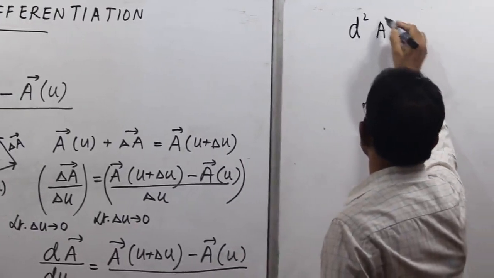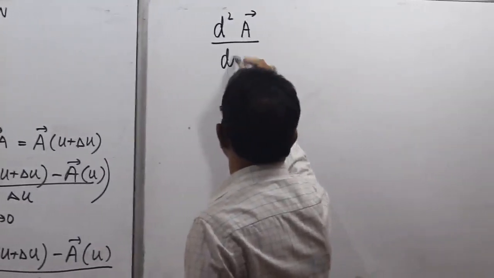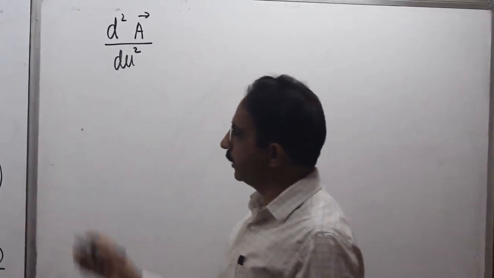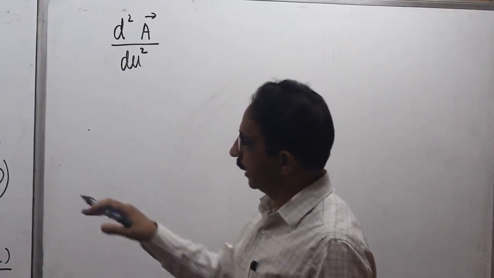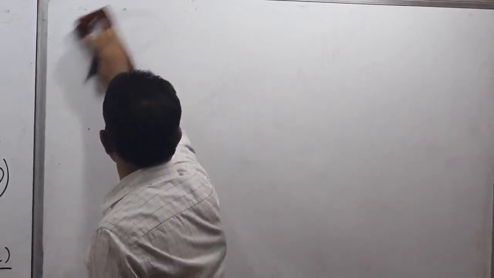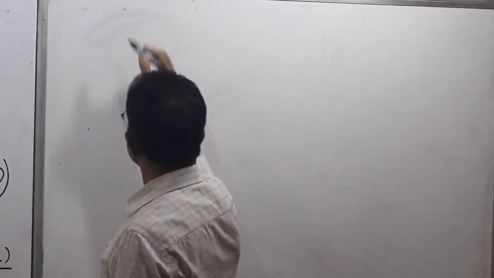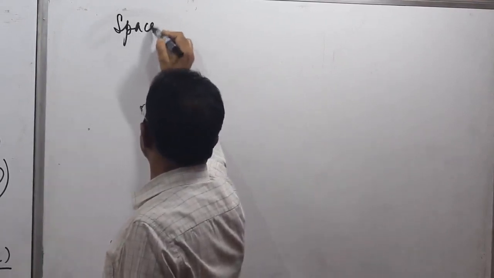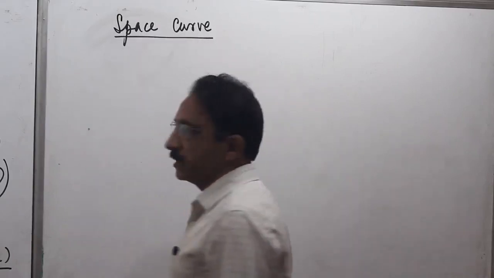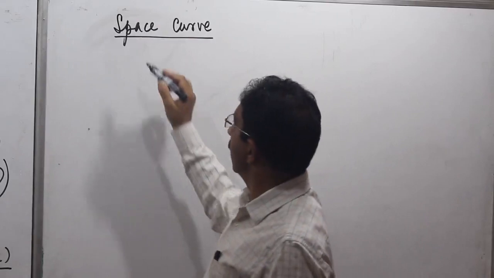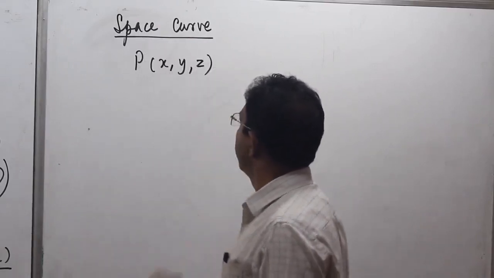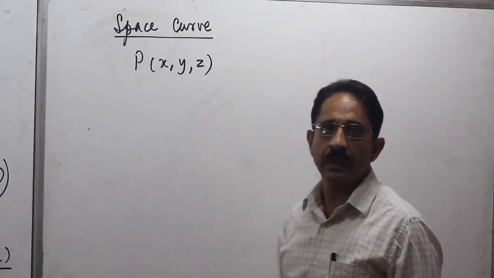Suppose I have to find the second derivative of A with respect to U, or third and higher derivatives. Then this same definition we will adopt, and that gives the higher derivative. A very common occurrence is space curves. A space curve is any path in a region of space, and if we use Cartesian coordinates, a point on a space curve P could be a triad of three coordinates, that is x, y and z.